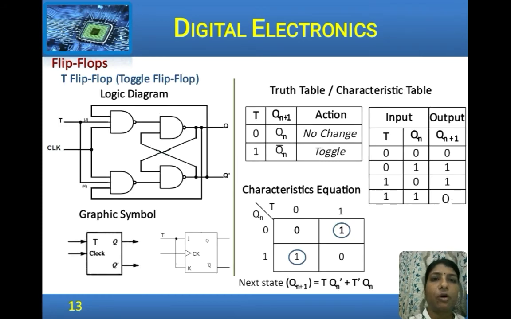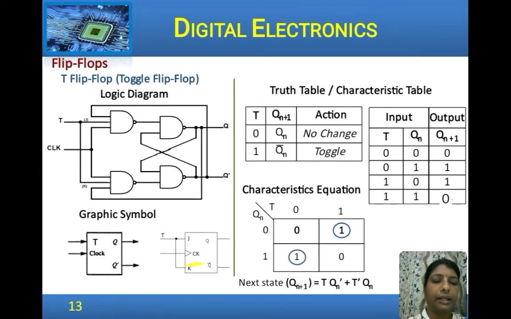A T flip flop, or toggle flip flop, is obtained from a JK flip flop. In a JK flip flop, when the J and K inputs are tied together and a single input is given, that becomes a T flip flop. This is the graphical symbol for a T flip flop, and here it is shown how a T flip flop is got from a JK flip flop.